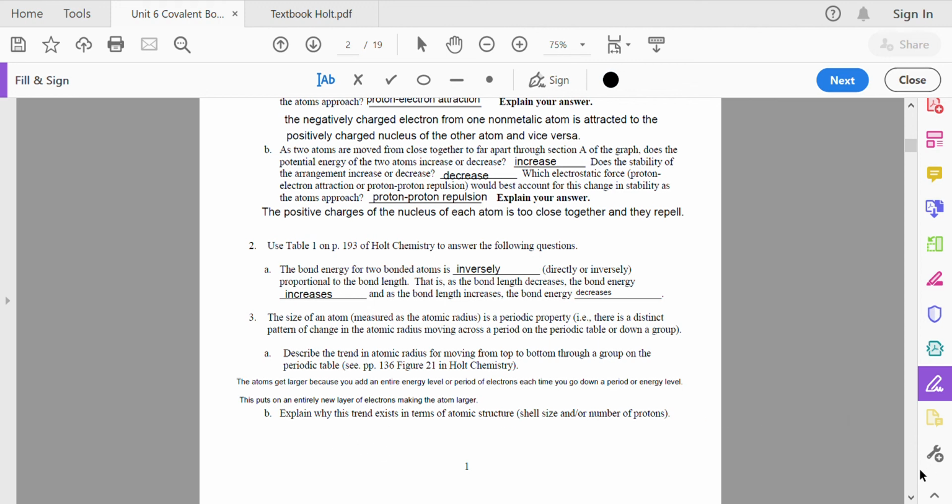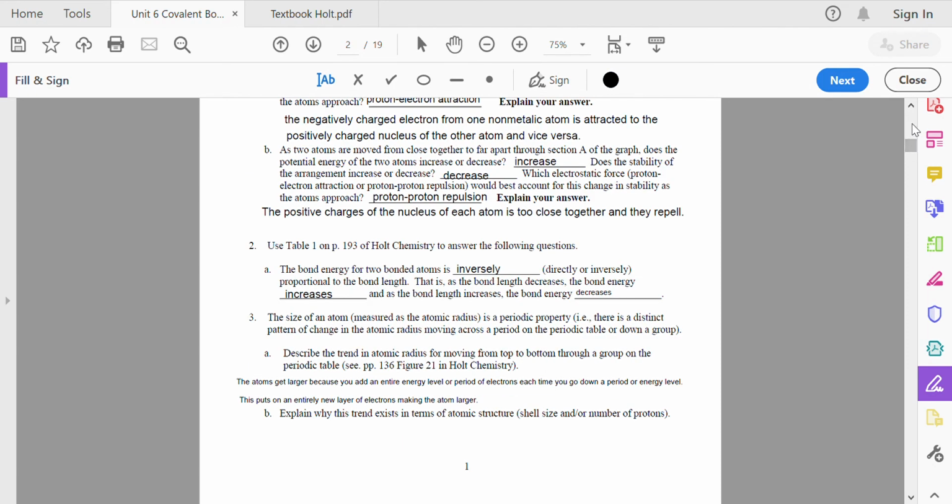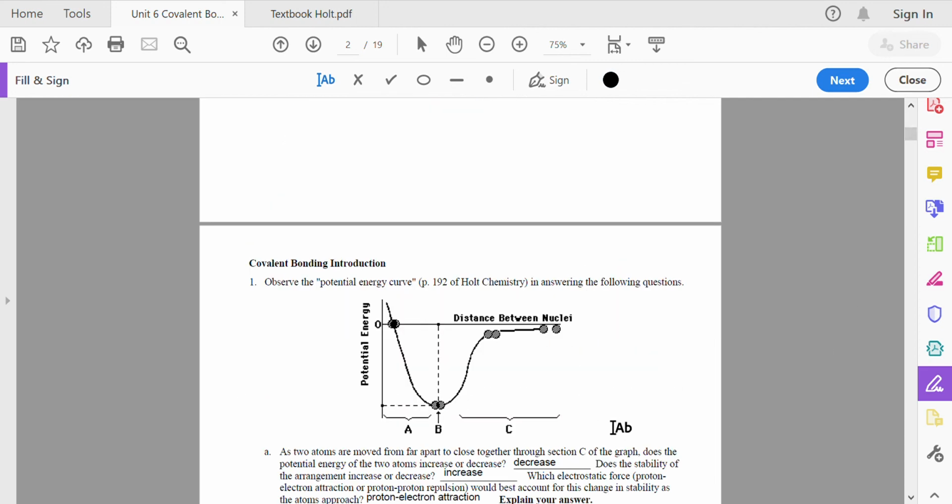Okay. What next? Okay, I'm going to stop here for this video. So that's a good introduction to what's going on in the size of atoms as they get larger and smaller based on where they are located in the periodic table. It also talks about covalent bonding and the energy changes that are going on as nonmetals come together and share electrons.